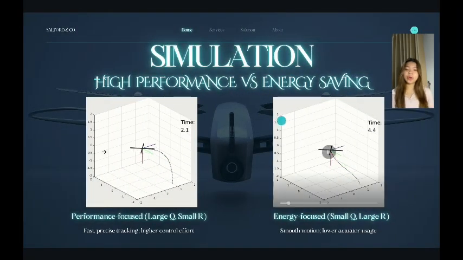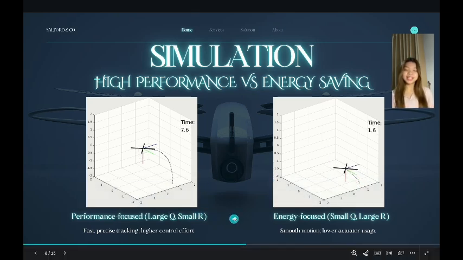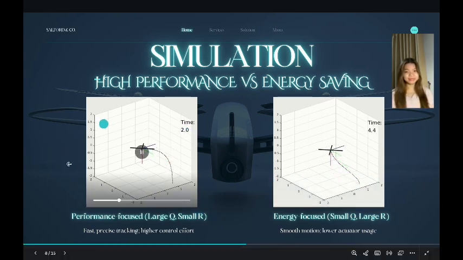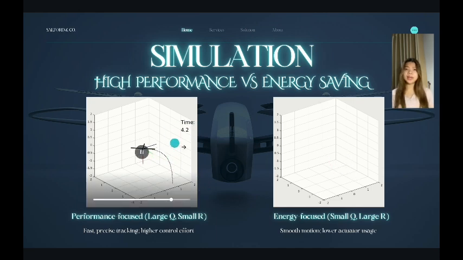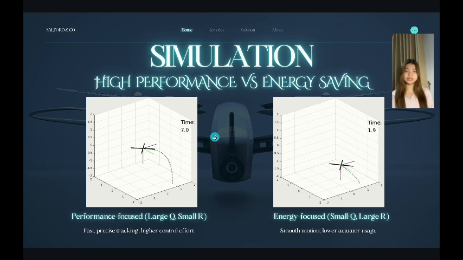On this slide, we compare two demo clips to show how simply tuning Q and R changes the drone's behavior. On the left side, the performance-focused setup, which is large Q and small R, drives the drone to follow the path aggressively. The blue, green, and red body axis vectors jump sharply, which means the motors slam on maximum torque to hit set points quickly.